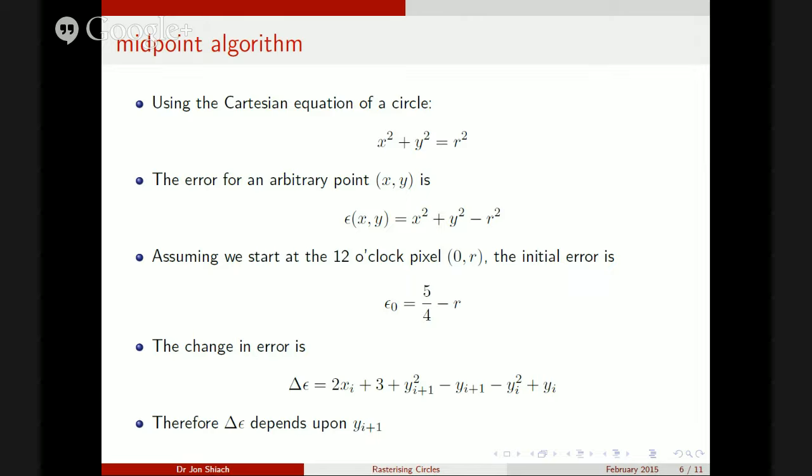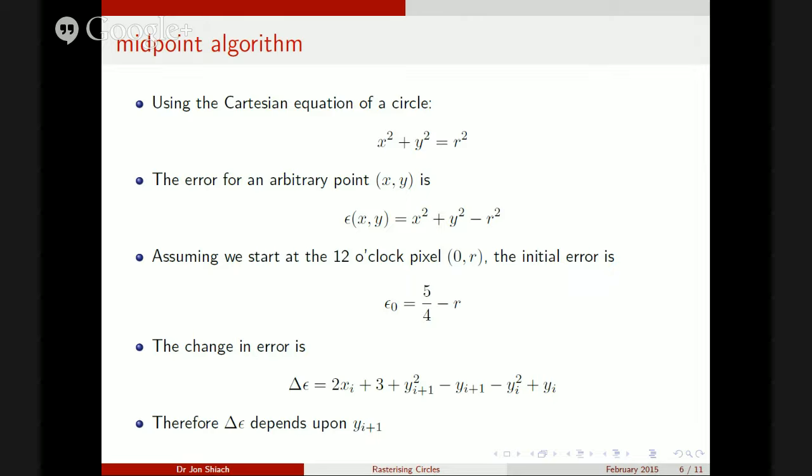Okay, so what we got? We got our expression for our initial error. These are all derived using that error, which comes from the Cartesian equation of a circle. That's our expression for our initial error. And then we've got change in errors of 2x plus 3 and 2x minus 2y plus 5. These at the moment are integers, but our initial error isn't.